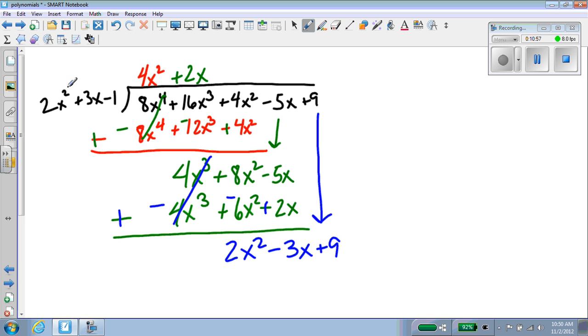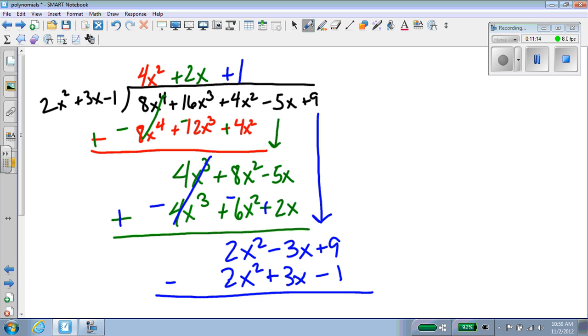What would I multiply 2x squared by to get 2x squared? I would multiply it by 1. 1 times everything. 2x squared plus 3x minus 1. Draw a line, subtract, which means I add the opposite. These guys cancel. This makes negative 6x plus 10.